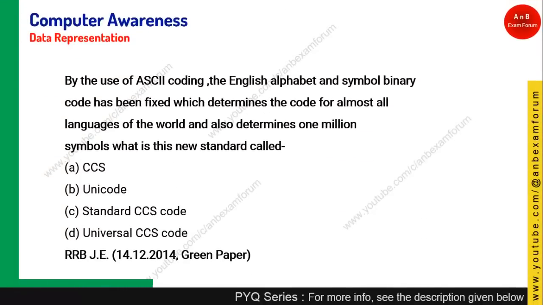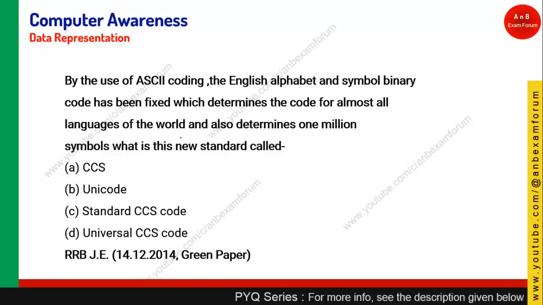It is a long question, a very simple one in fact. By using ASCII code, English alphabets and symbolic code have been fixed. Which code determines the code for almost all languages in the world and determines 1 million symbols? What is the new standard? Nowadays one code is very popular, that is called Unicode. With this Unicode you will be able to determine everything, all the languages in the world, with this single code.